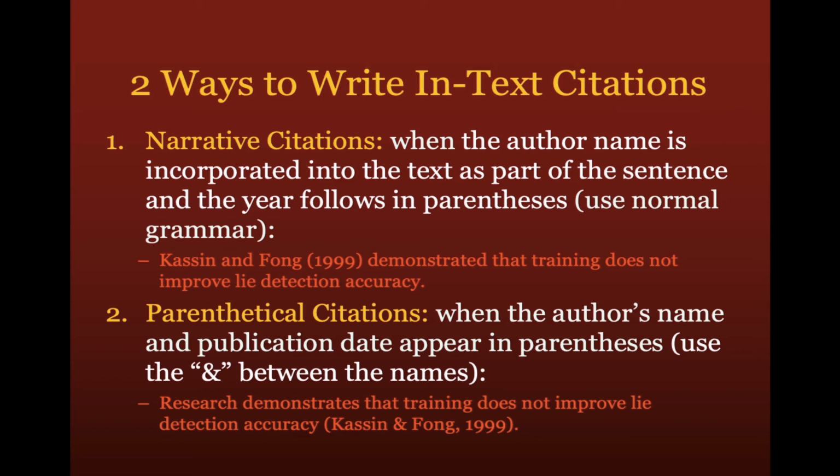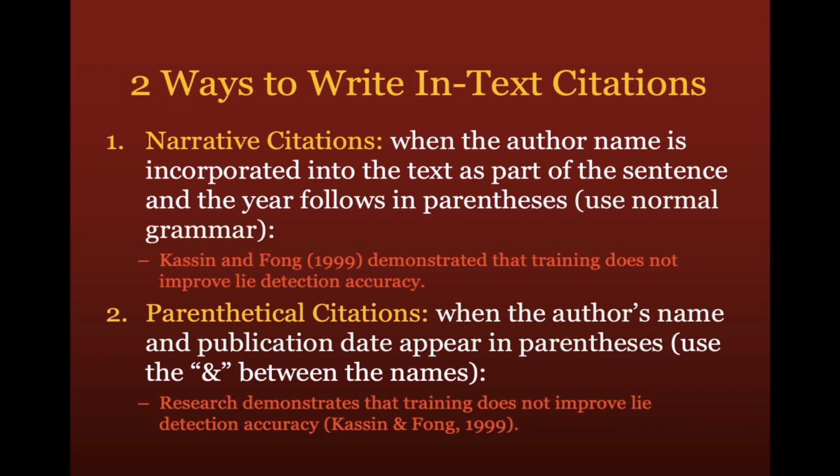And there are two ways to write in-text citations. The first is a narrative citation. This is when the author's name is incorporated into the text itself, and it's followed by parentheses, like for the year. So Casson and Fong, and then the year in parentheses, demonstrated that training does not improve lie detection accuracy. So as you can see, the authors, Casson and Fong, are incorporated within the sentence itself, and then the year of publication is in parentheses. So that's the narrative citation approach.